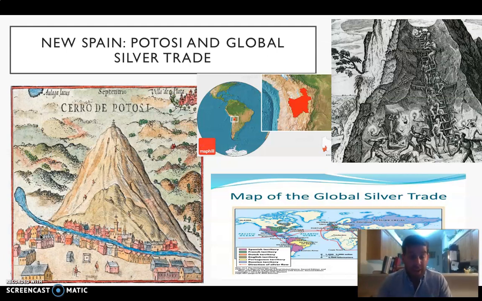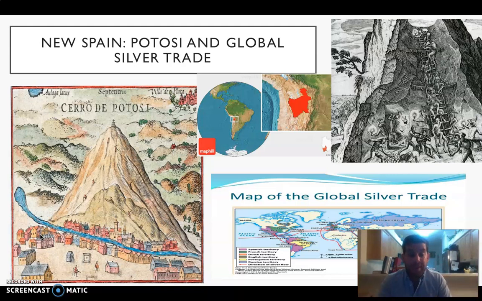Spain is also going to make a tremendous amount of wealth from a mountain that was pretty much made of silver called Potosí. Perhaps you've read legends about Spanish treasure chests that are buried across the Atlantic in places, and you're like, where did Spain get all this money? Well, part of the answer is that they got it from Potosí, which is a mountain that was pretty much made entirely of silver.